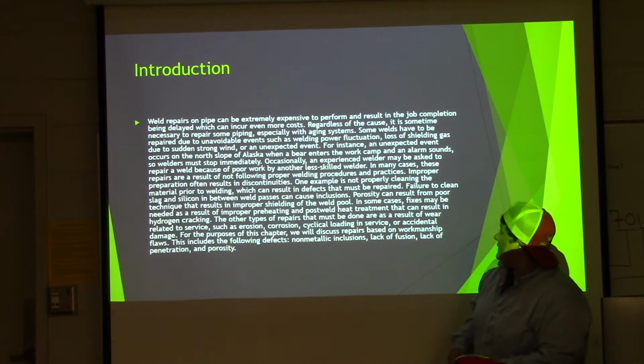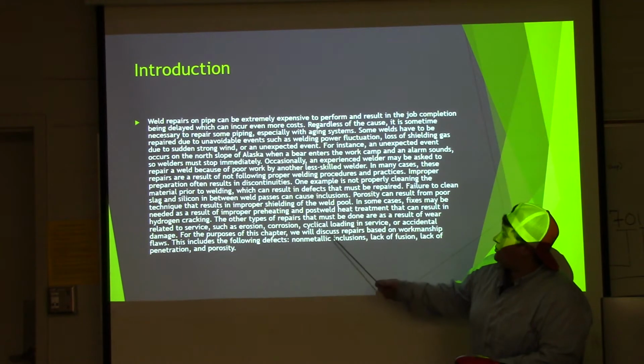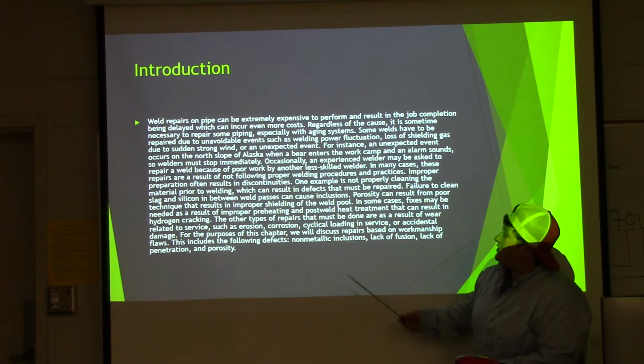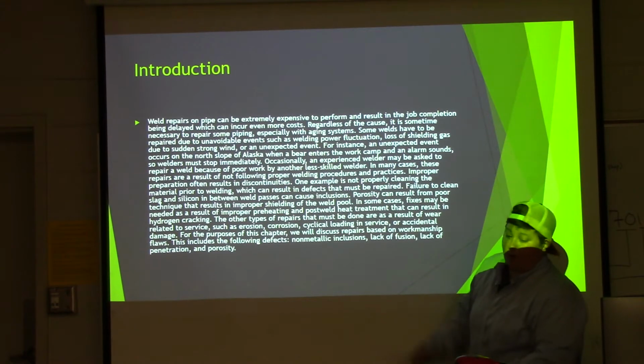In some cases, fixes may be needed as a result of improper preheating and post-weld heat treatment that can result in hydrogen cracking. The other types of repairs that must be done are as a result of wear related to service, such as erosion, corrosion, cyclical loading in service, or accidental damage. For the purposes of this chapter, we will discuss repair based on workmanship flaws. This includes the following defects: non-metallic inclusions, lack of fusion, lack of penetration, and porosity.